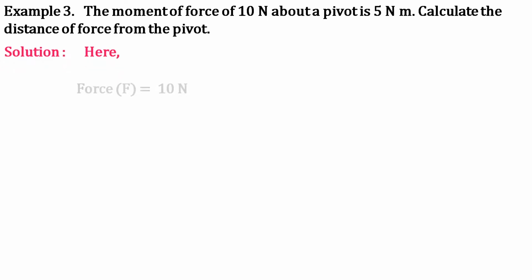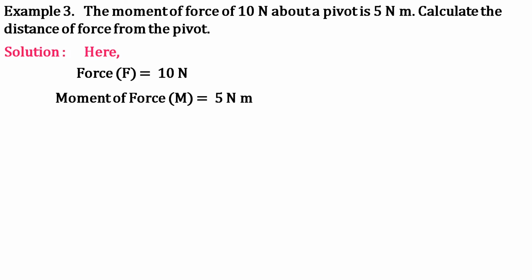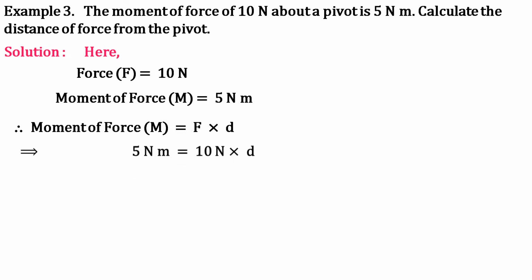Now let's start. In this question, F is given as 10 Newton. Moment of force is given as 5 Newton meter. And again, we will write the basic formula: M is equal to F into d. And here we'll substitute all the values which are in our hand. We know M, 5 Newton meter. We know F, 10 Newton, but we don't know d. We have to calculate d. So 5 is equal to 10 into d. To find d, 10 will go and get divided on the other side. So we come across d is equal to 5 Newton meter upon 10 Newton, which gives us the value as 0.5 meter.